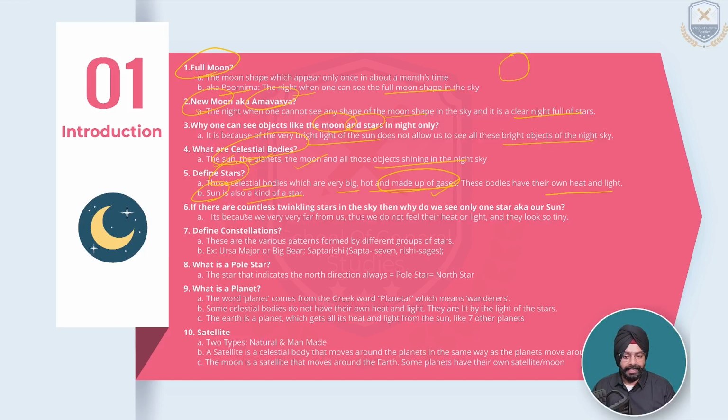produce करता है. See, again coming back to the old question: if there are countless twinkling stars in the night, then why do we only see one star, aka our sun? Because our sun is located very close to the earth, right?